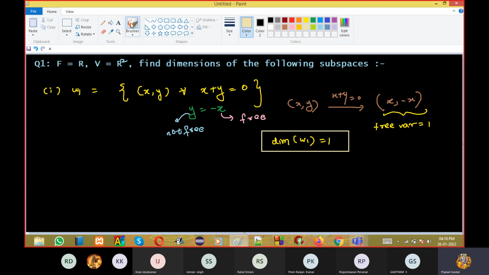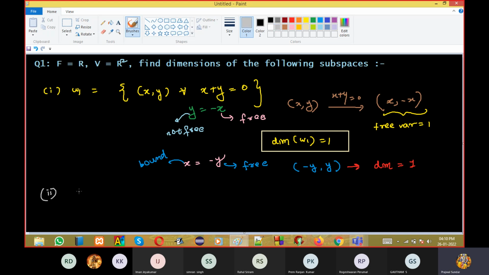Now I'll tell you one thing. It is not compulsory that you write only like this. You can also think like this: you can write x as minus y. You can keep y as free and say x is bound. You can also write it as minus y comma y. Even here you will get the same dimension. So don't think that I must keep x free. You can keep anything free, but at the end you will get only dimension 1. Any doubt on this? If you have doubt, please ask. I hope this is clear.